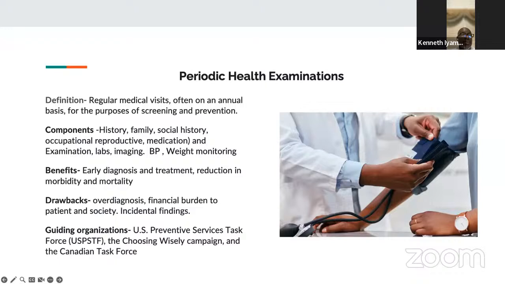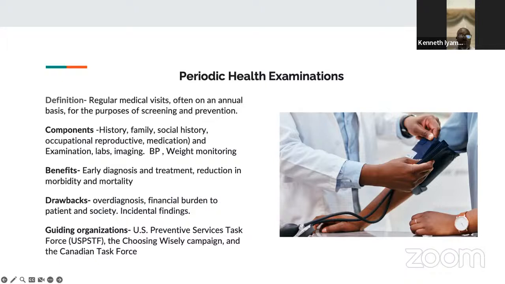Reproductive history, for female colleagues: how many children have you had? When was the last menstrual period? Menstrual history, regular flow, heavy flow. Medications: do you take medications ranging from multivitamins to blood pressure medications and diabetic medications? And then the doctor goes ahead to do a general physical exam, head to toe, listening to your heart and listening to your lungs.